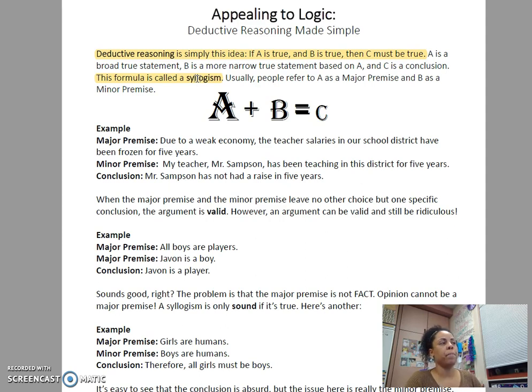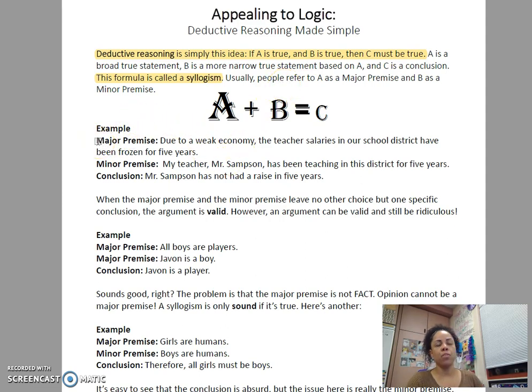Another thing that you need to keep in mind is that generally when you talk about A and B, those are what are known as premises, okay? A is a major premise, and B is a minor premise, or truth, okay? All right, so let's take a look at these examples.